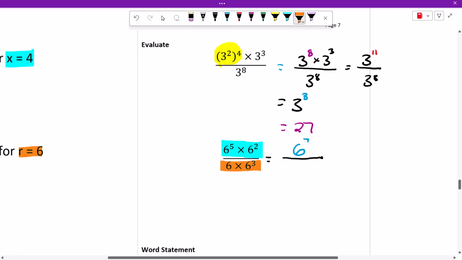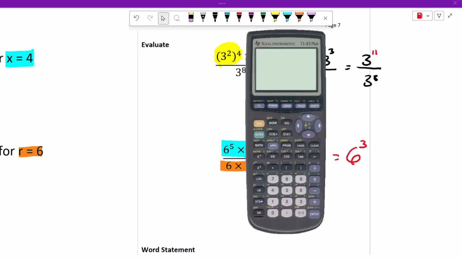We have 6, and what should the exponent be? 4. Remember the little imaginary 1. 1 plus 3 is 4. Then we combine the top and the bottom together, 6 exponent 3. Then we grab our calculator, because that one's not an easy one to do in our head. We go 6 to the exponent 3. 216. Okay?